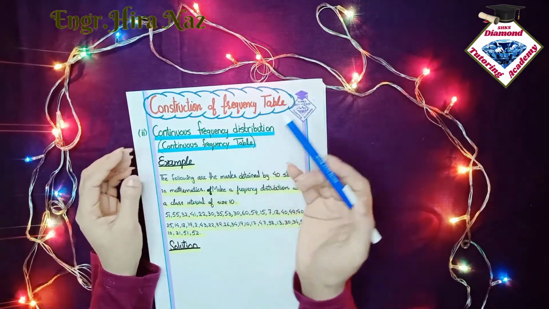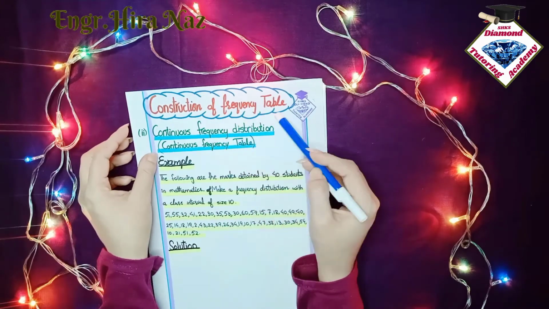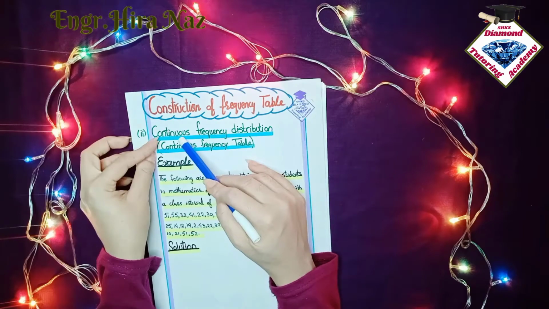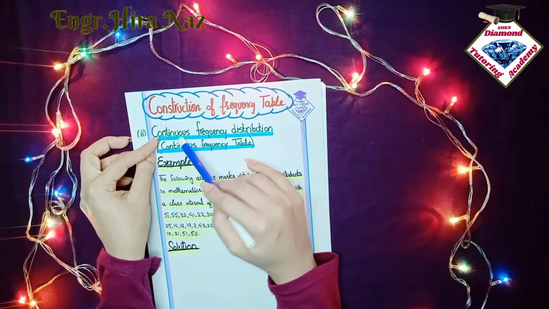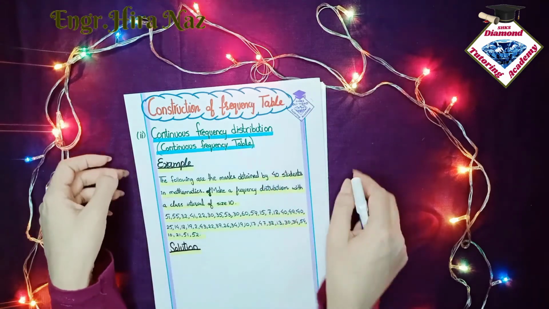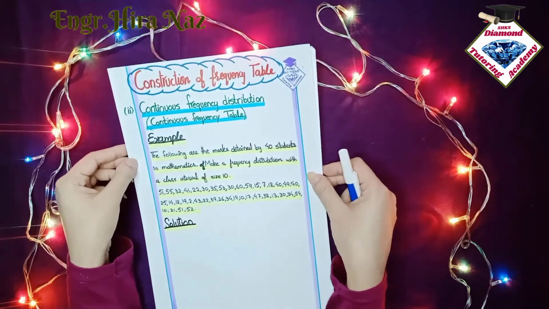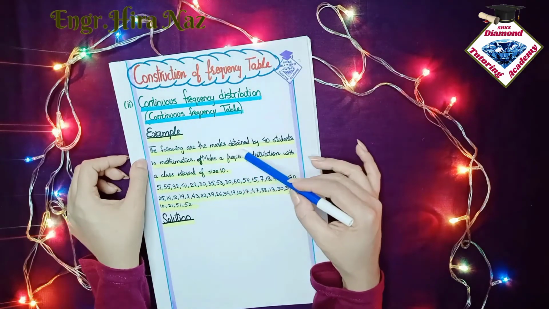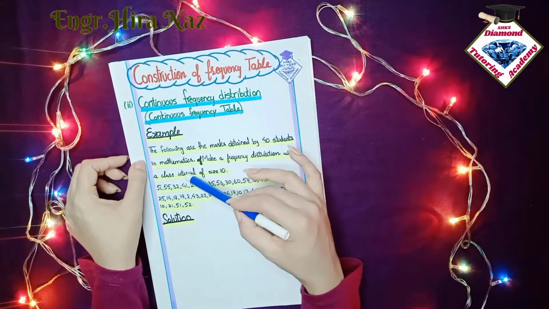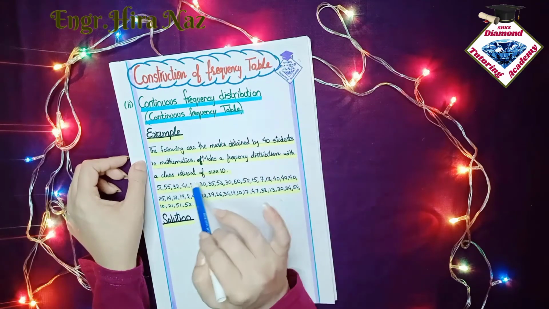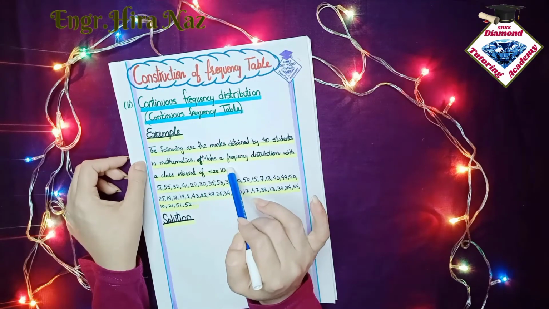So, today we are going to learn construction of frequency table for continuous frequencies. And we know frequency distribution is a method to summarize the data. Let's start with an example which says: the following are the marks obtained by 40 students in mathematics. Make a frequency distribution with class interval of the size 10.